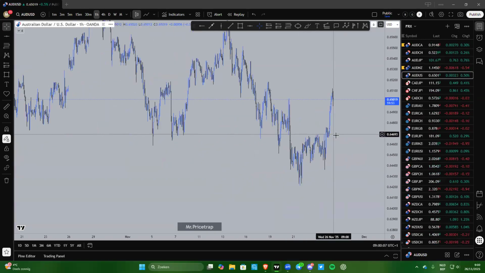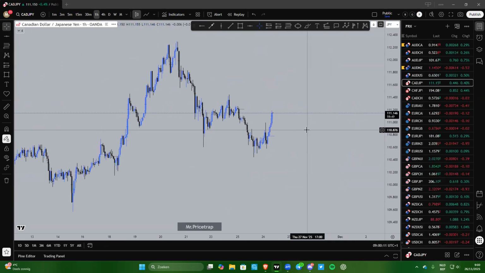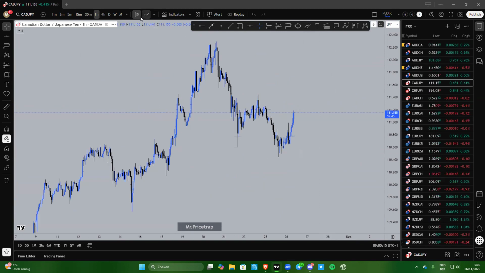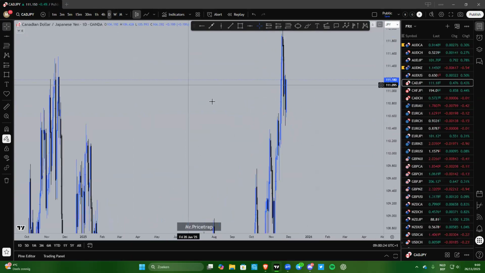AUD/USD, I'm gonna leave that one alone. CAD/JPY. Yeah. We are back for a retest to maybe go lower again.